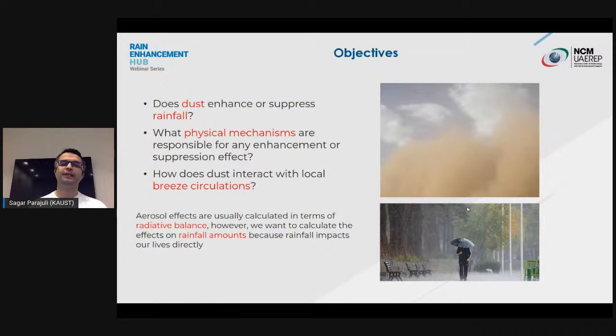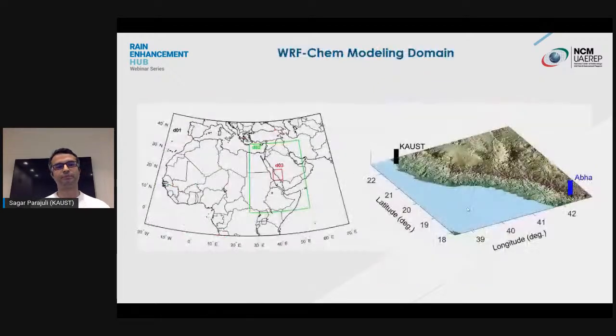Aerosol effects are usually calculated in terms of radiative balance. However, we want to calculate the effect on rainfall amounts because rainfall impacts our lives directly. It is more intuitive to understand. If we only talk about radiative balance, we may not understand its meaning. But talking about rainfall amounts, we understand it better.